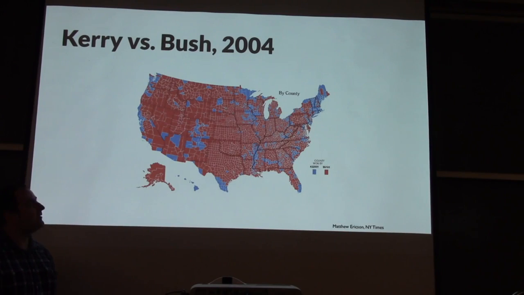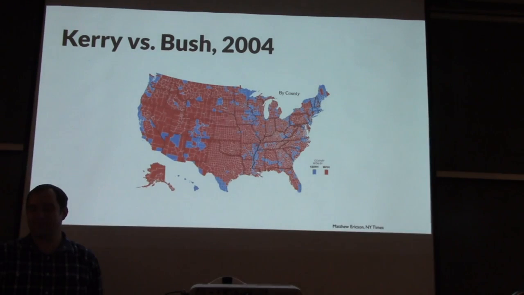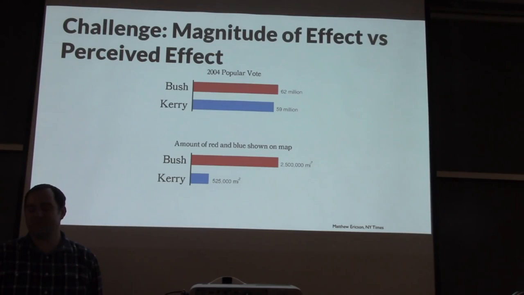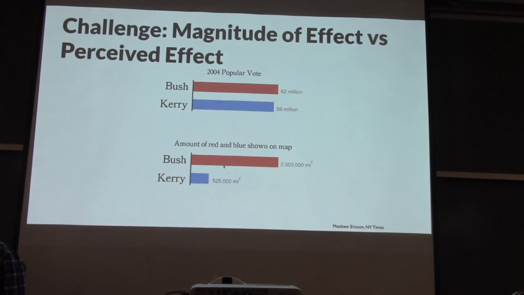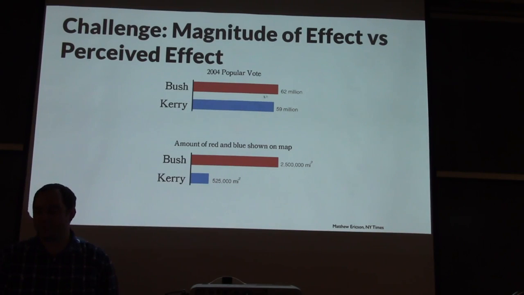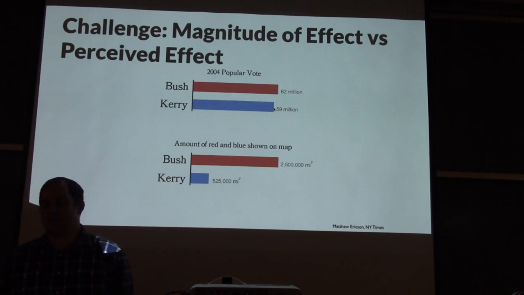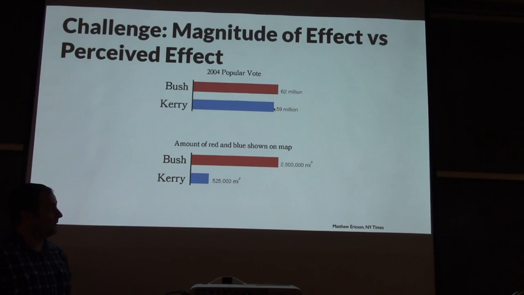This is the map that we saw on your handout, and now if I take all of those pixels and map them to a bar chart, this is what I get. The red pixels here are 2.5 million square miles, and the blue pixels are 0.5 million square miles. So it's about five times as much red as blue in this map, versus Bush one with 62 to 59 million. So there is simply no proportionality between the amount of ink that we have on the screen or on the paper compared to what we see in the data. And so this would be what we call the lie factor.